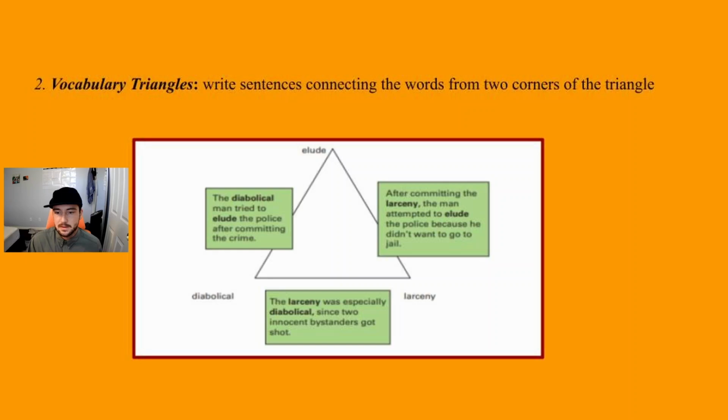Vocabulary triangles, right? Sentences connecting the words from 2 corners of the triangle. So you start with the 3 words, one for each corner. This one has elude, diabolical, and larceny, and just with every permutation you use a sentence.